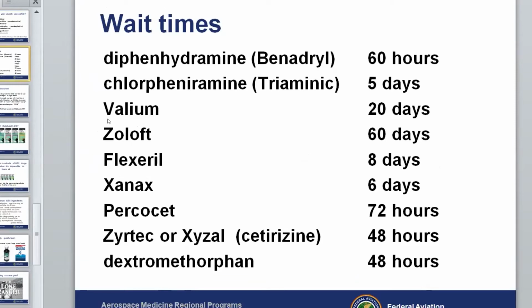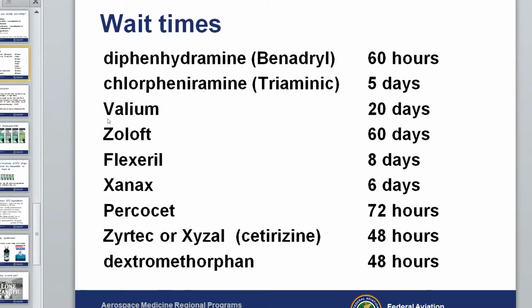This is wait times. So someone's calculated half-life times 3, and there's Benadryl. And I've known this forever. 50 milligrams of Benadryl is like drinking a couple beers or more. So Benadryl, 50 milligrams, 60 hours, some effect of Benadryl will be in your system. Chlorpheniramine, which is just another antihistamine. Valium, long-acting benzodiazepine, 20 days. Zoloft, wow, 60 days, an antidepressant. Flexeril, a common muscle relaxant. I think it's in an antihistamine category, 8 days. Xanax, another benzo, 6 days.